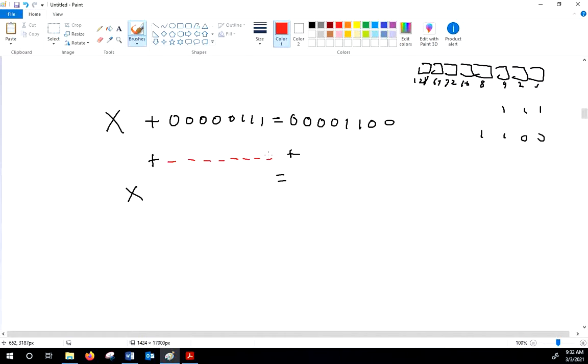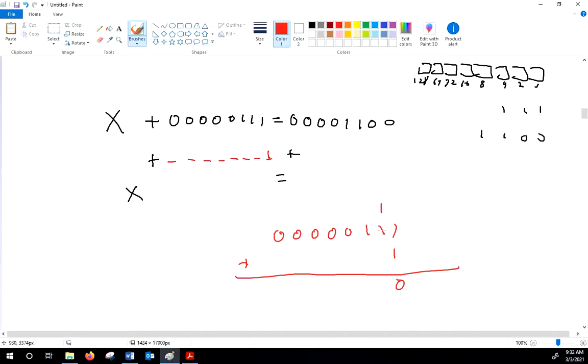All right, a 1 and a 1 adds to what? What does 1 plus 1 add to? 2, but in binary, let me just write this down here. 0, 0, 0, 0, 0, 1, 1, 1. And you're saying that that bit needs to be a 1 because 1 plus 1 is what? 1, 0. Good. Now, what's 1 plus 1?